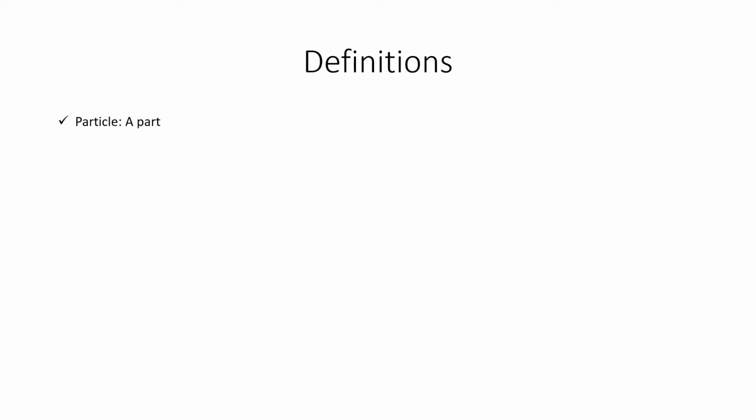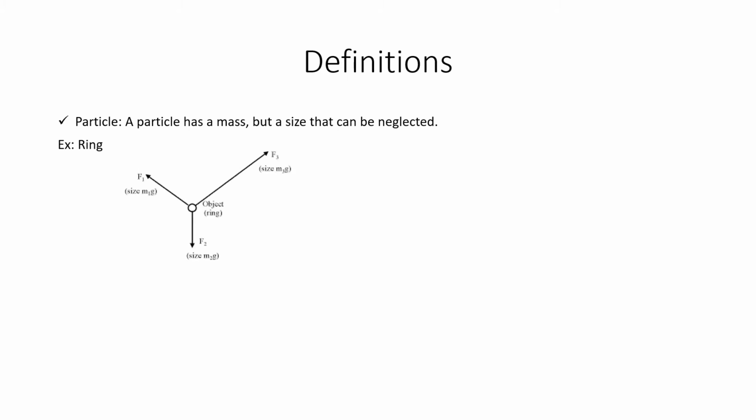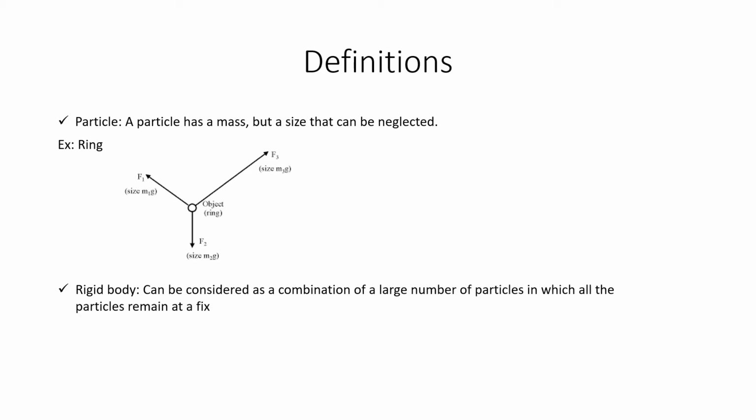Particle. A particle has a mass, but a size that can be neglected. Example, this ring here is subjected to three different forces, all these forces pass through its center, so it can be considered as a particle. Rigid body can be considered as a combination of a large number of particles in which all the particles remain at a fixed distance from one another, both before and after applying a load. Steel as an example is a rigid body.